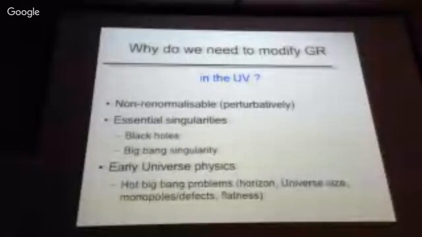Now, the big question is, why do we want to modify GR? So what are the problems of GR? One thing is that it's non-renormalizable, and we will talk about what I mean by this. There are essential singularities, so we've seen the r equals 0 point in the black hole. That is where GR breaks down. It doesn't work at that point, so we know there is a problem. We also have the Big Bang singularity at time equals 0 in a Friedmann-Robertson-Walker background. And we also know that every time we do cosmology, it seems that we need to put something strange and special at the early universe.